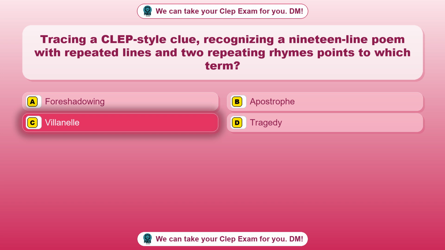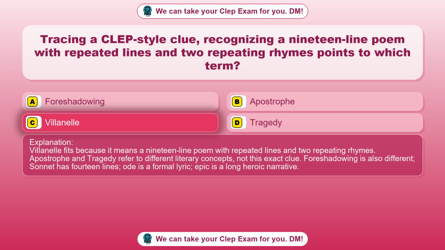Villanelle. Villanelle fits because it means a 19-line poem with repeated lines and 2 repeating rhymes. Apostrophe and tragedy refer to different literary concepts, not this exact clue. Foreshadowing is also different. Sonnet has 14 lines, ode is a formal lyric, epic is a long heroic narrative.